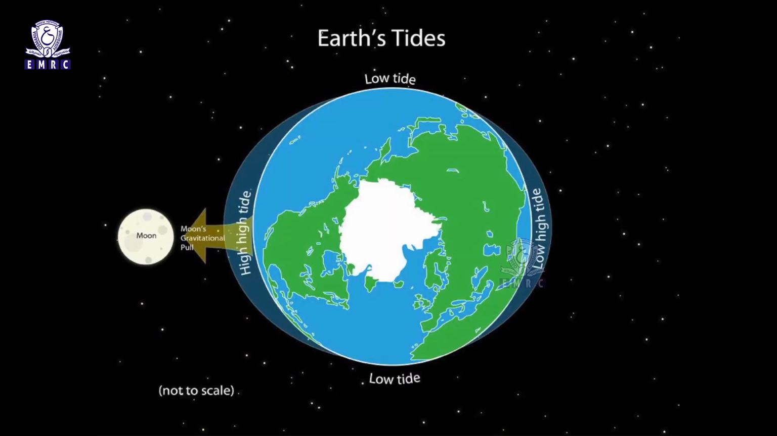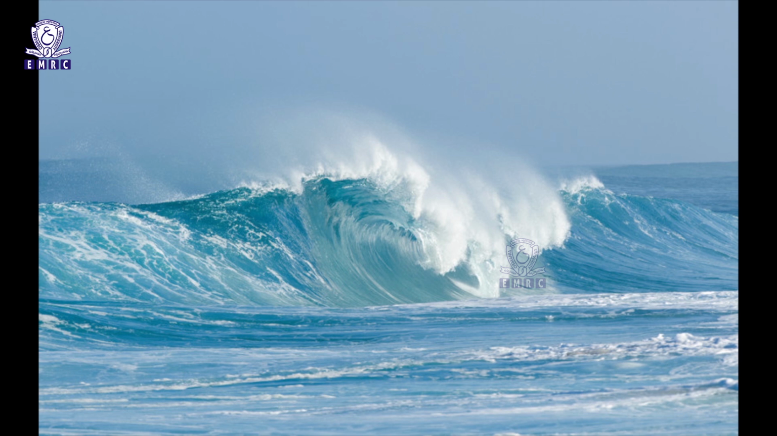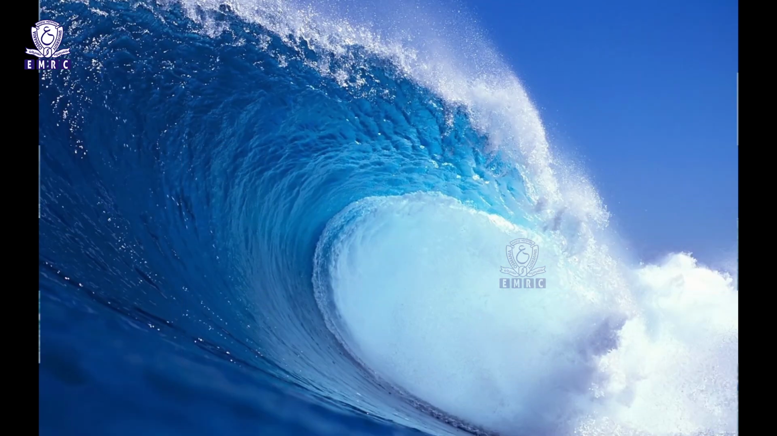The rise and fall of the sea water due to the gravitational forces or the centripetal forces of the sun and the moon are called the tides. The sea waves generated by the tides are called the tidal waves. The rise of the sea water and its movement towards the coast is called the tide, and the resultant high water level is known as the high tide water.